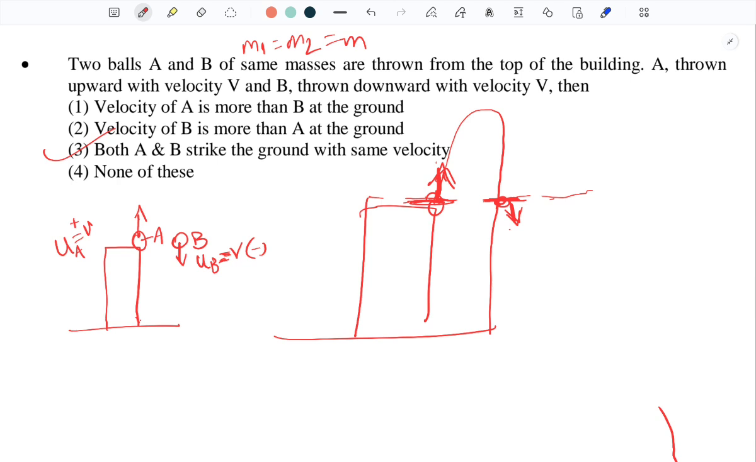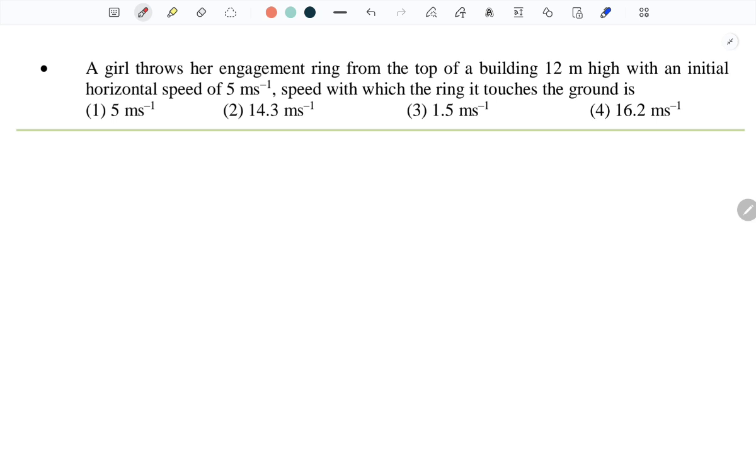If you have solved the problem where an object is thrown from the top of a tower, you would have seen the problem where you need to find the maximum height. You can get the time of ascent from here to here and the time of descent from here to here. From here to here also you apply the equation and check, you will get the velocity. So if you have understood that particular problem, you can answer this problem very easily. I hope you have understood this question. Let's solve the next question.